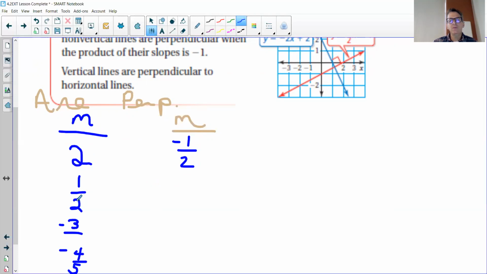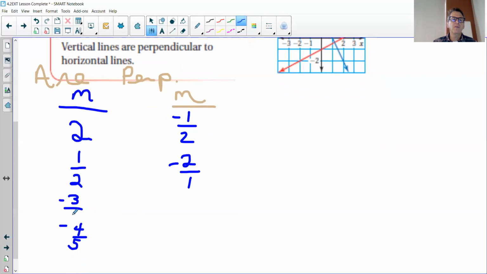If you have a slope that's 1/2, the reciprocal of it is 2/1, and the opposite of positive is negative. So we're looking for opposite reciprocals with perpendicular lines. If you had a -3/5, it would be a positive 5/3. And if you had 4/5, it would be 5/4, and it would be a negative 5/4.